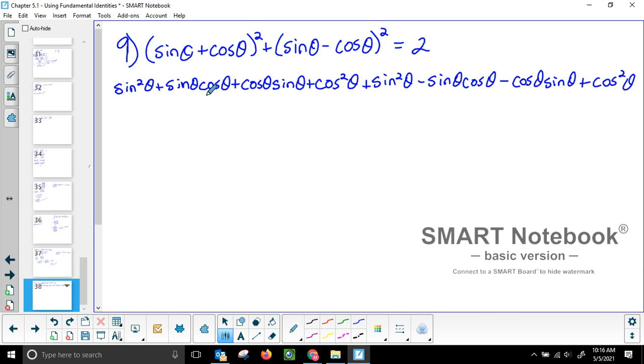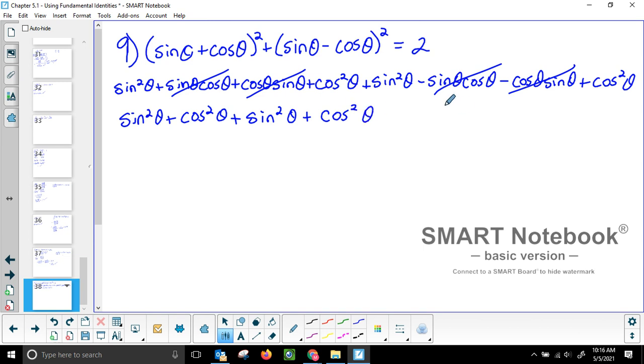Well, here I have a plus sine theta cosine theta. Here I have a minus sine theta cosine theta. What happens there? Yeah, they cancel each other out. Similarly, I have a plus cosine theta sine theta here and a minus cosine theta sine theta here, so they will also cancel each other out. So now I'm simply left with sine squared theta plus cosine squared theta plus sine squared theta plus cosine squared theta.